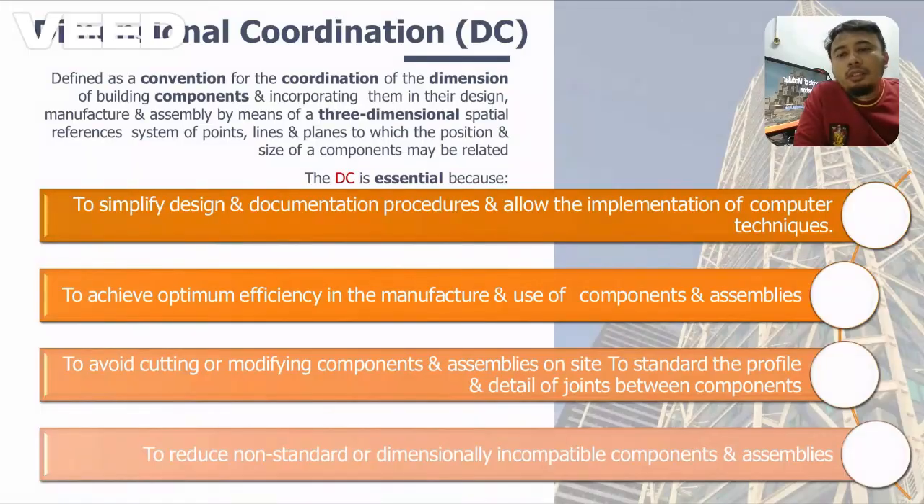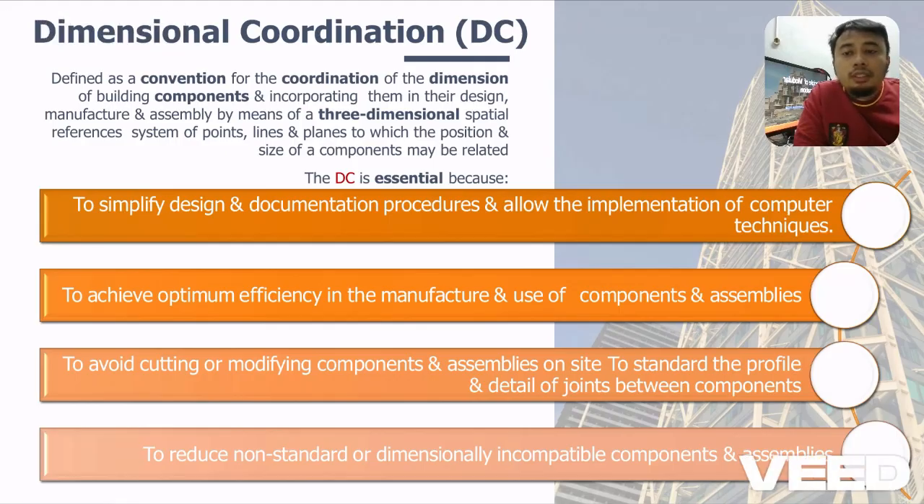DC, or dimensional coordination, is defined as a convention, which is an understanding for the coordination of the dimensions of building components. So basically, it's an understanding among the participants of the convention on the coordination of dimensions. There is a coordination of dimensions of the components, incorporating them in their design, manufacture, and assembly by means of a three-dimensional spatial reference system of points.